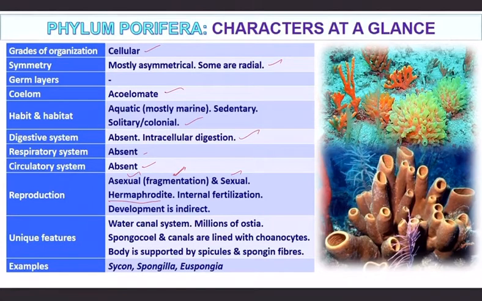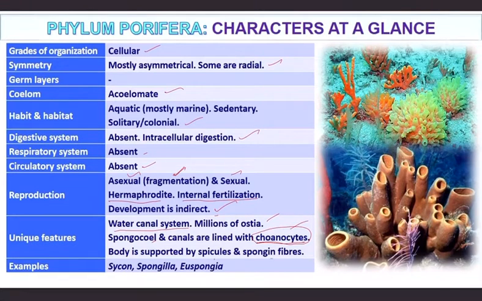Reproduction is in two forms, both asexual as well as sexual. If it is asexual, it is fragmentation, breaking of a body part, and the broken part develops into an adult. And they are hermaphrodites, having both sperms as well as egg cells, which undergo sexual reproduction, and the fertilization is internal. And there is presence of larva, hence development is indirect.